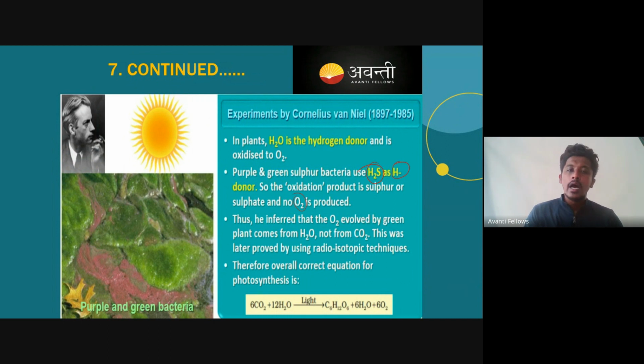Okay. Now, the oxygen that is evolved from green plants is coming from the water and not from the carbon dioxide. That's what was proved by Van Niel's experiment. That is why it's very significant. So the correct equation can be derived for photosynthesis, where to complete photosynthesis, we need 6 molecules of carbon dioxide and 12 molecules of water. In the presence of sunlight, it gives us glucose, water, and oxygen as the byproduct.